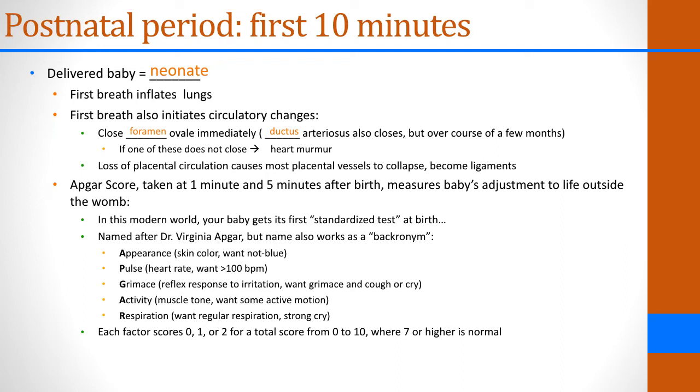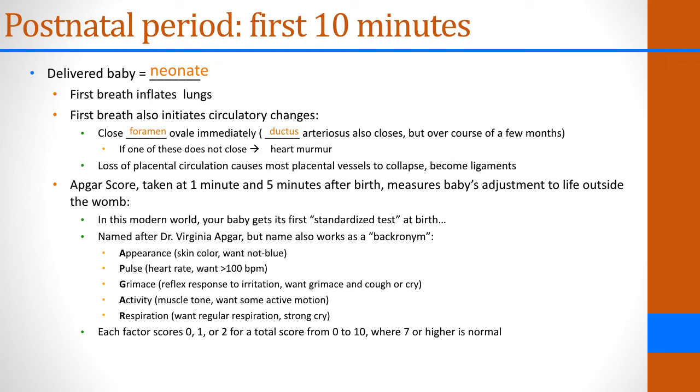So here we have APGAR, and this defines what the test is looking for. So you have appearance, so the skin color. Basically, you don't want the skin to be blue, which would signal a lack of oxygen getting through the circulatory system. You look at the pulse. They want to know what the heart rate is. They want to see that it is higher than 100 beats per minute.